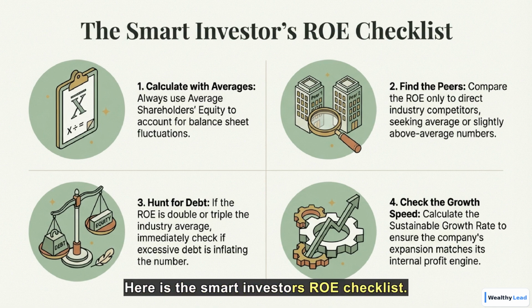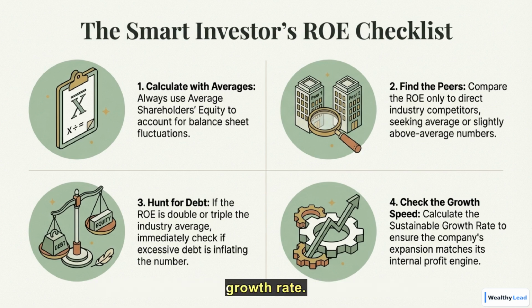Here is the smart investor's ROE checklist. 1. Calculate with averages. 2. Find the peers for comparison. 3. Hunt for debt if the ROE is unusually high. 4. Check the growth speed using the sustainable growth rate.